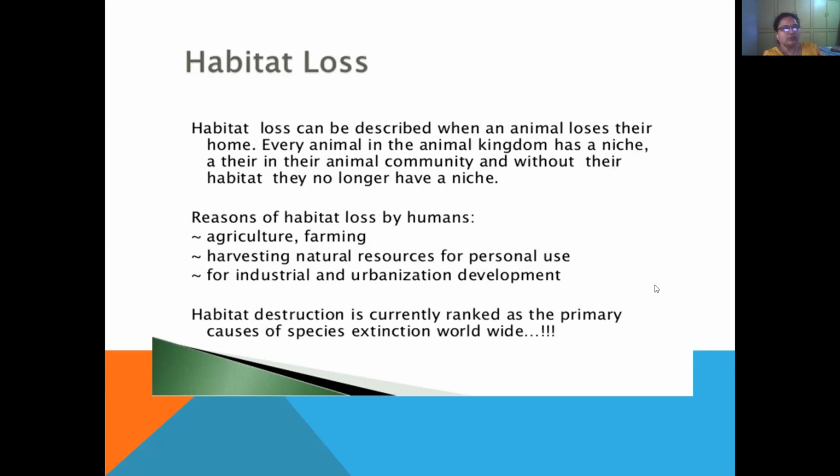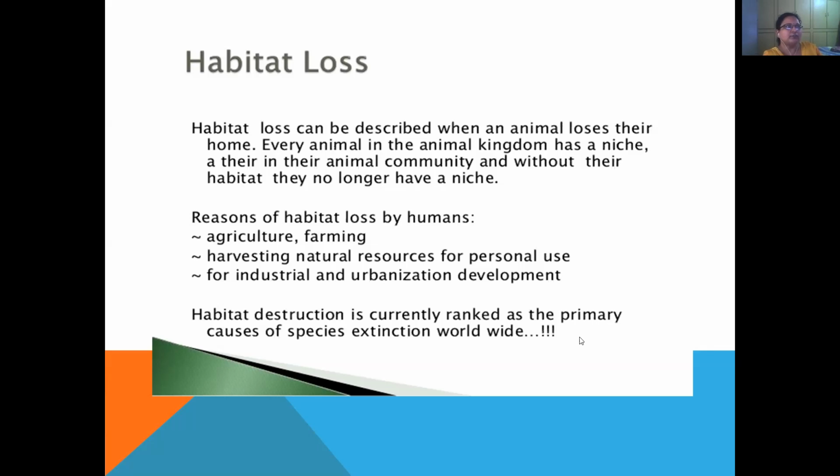So because of these reasons, that is agriculture, farming, harvesting, and industrial and urbanization development, we are causing habitat loss. Okay? So habitat destruction is currently ranked as the primary cause of species extinction worldwide. So you can see how we are making species extinct in the world, right? Because of our own personal activities, we are causing habitat loss for the animals, right? So we need to prevent it.